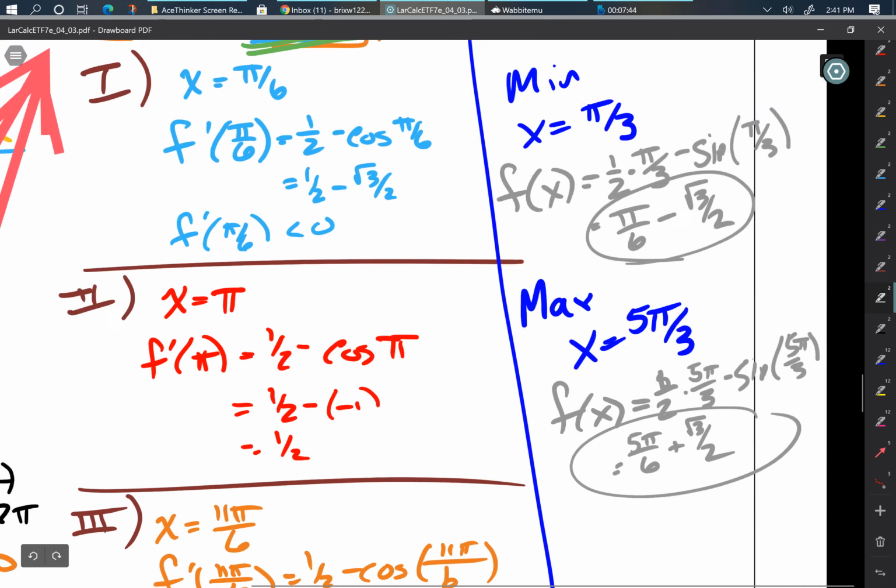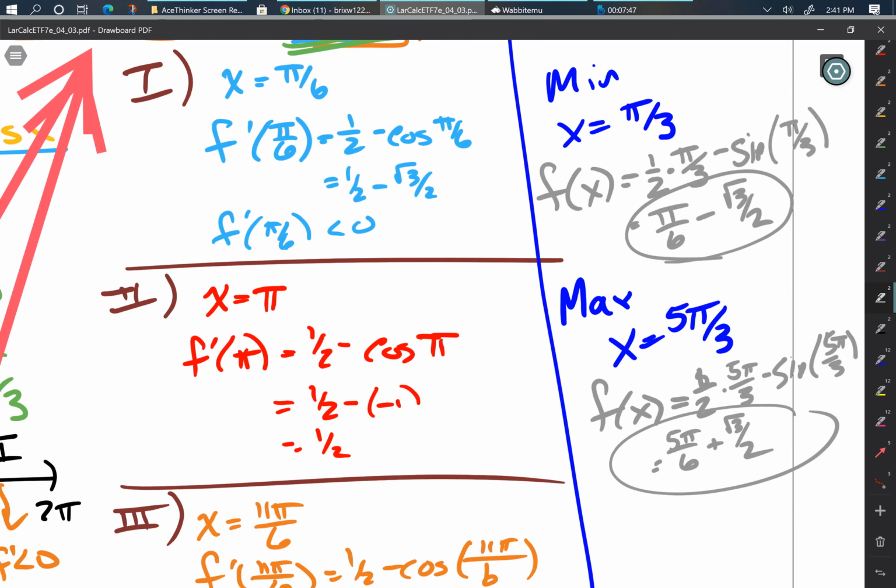So my minimum is the point pi over 3 for the x value, pi over 6 minus root 3 over 2 for the y value. My maximum is the point 5 pi over 3 for the x value, and 5 pi over 6 plus root 3 over 2 for the y value.